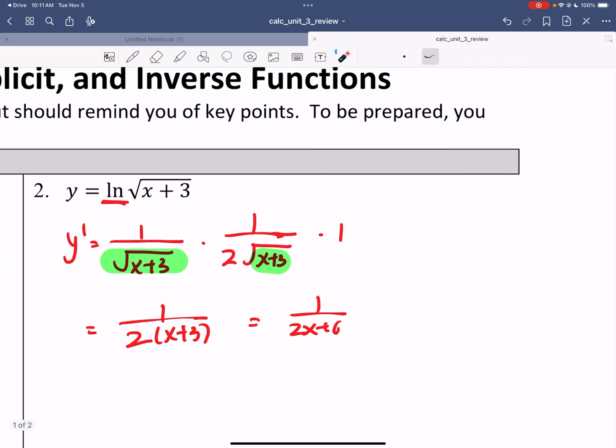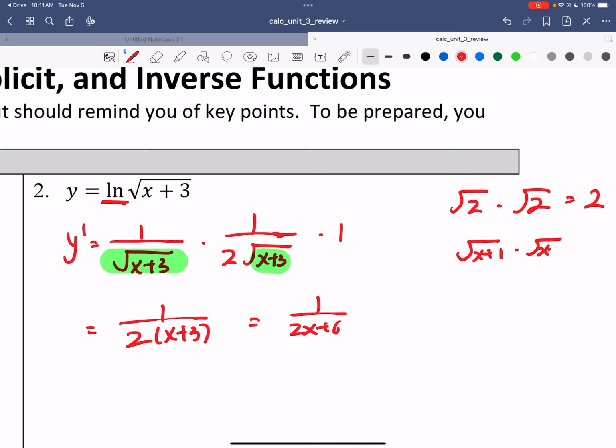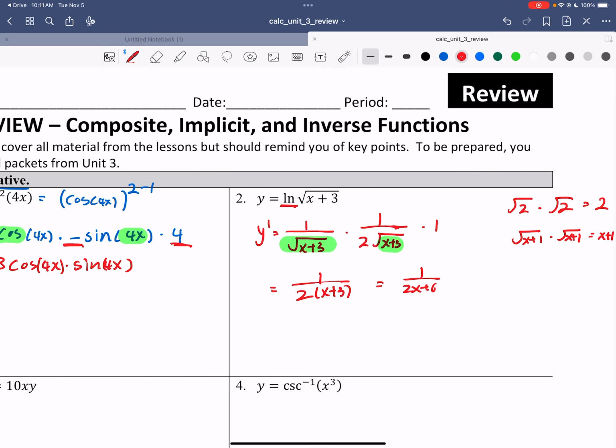And here, if you don't know what I just did, think about this. What's the square root of 2 times square root of 2? 2. What's the square root of x plus 1 times square root of x plus 1? x plus 1. So if you think about that, that should not be difficult to understand, okay? So I just multiply the bottom. And the top number, I don't care because 1 times 1 times 1 is 1.